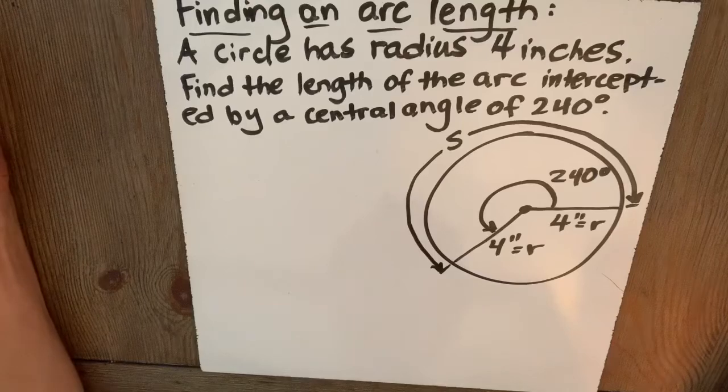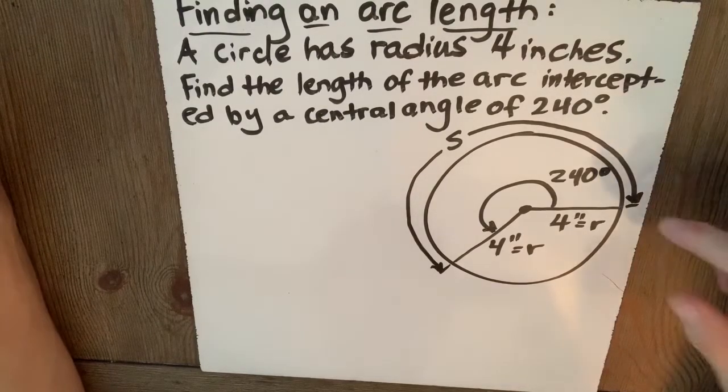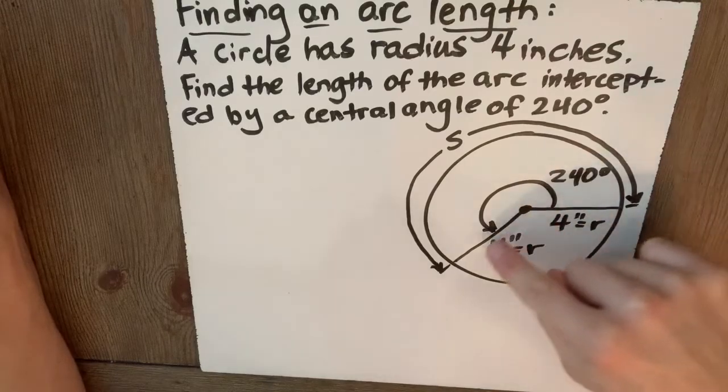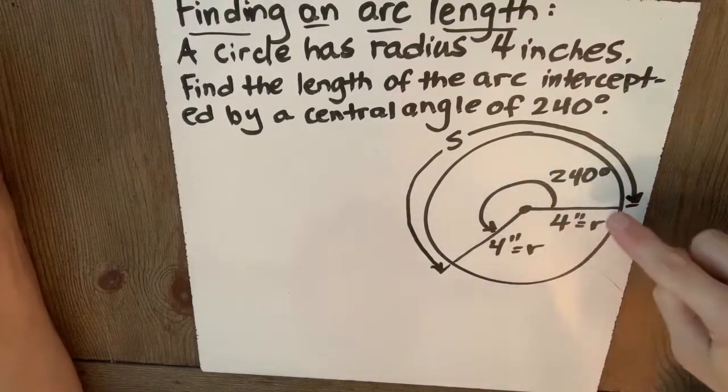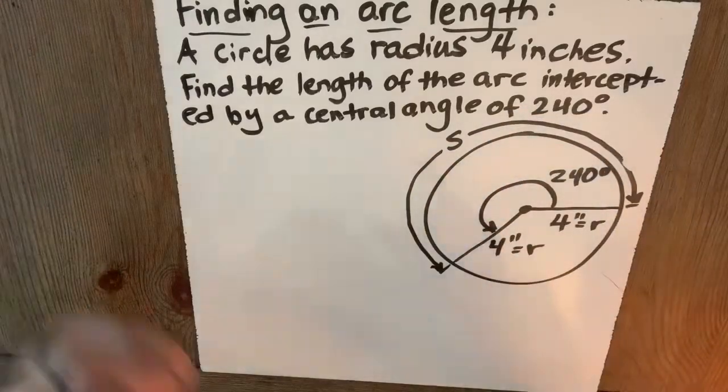We're asked to find an arc length. So we're looking for s. Tells us this problem: a circle has a radius of 4 inches. Find the length of the arc intercepted by a central angle of 240. We're given a little diagram. If you weren't given a diagram, you certainly could produce this. Here's our radius of 4 inches. Our central angle is 240, and they're asking for s.